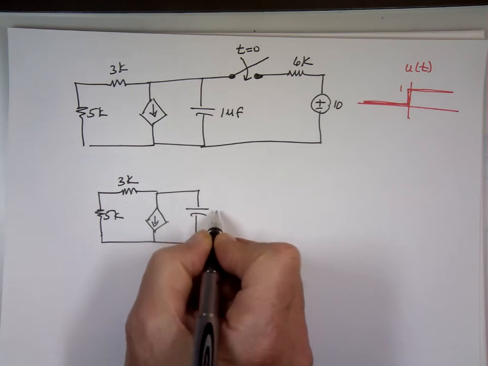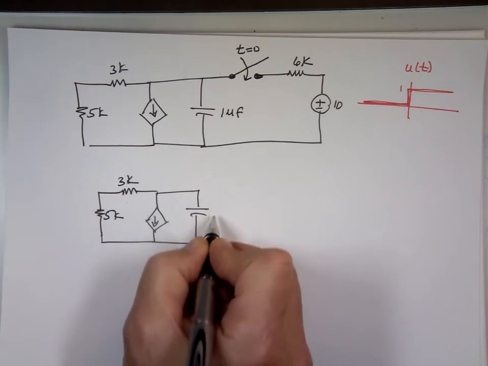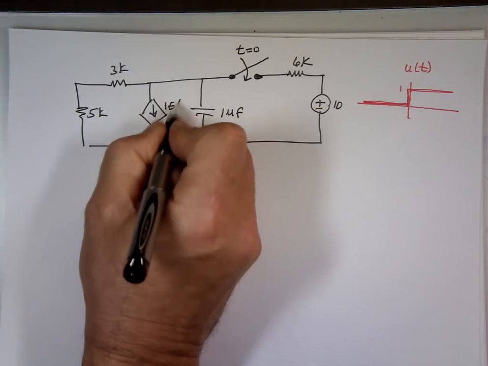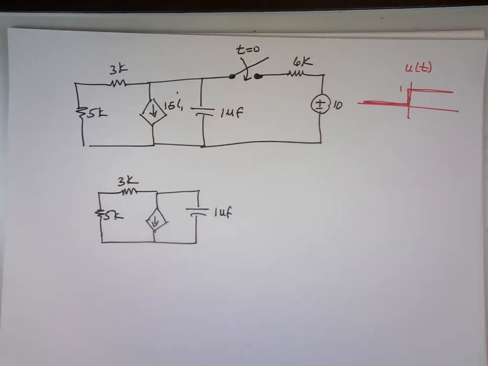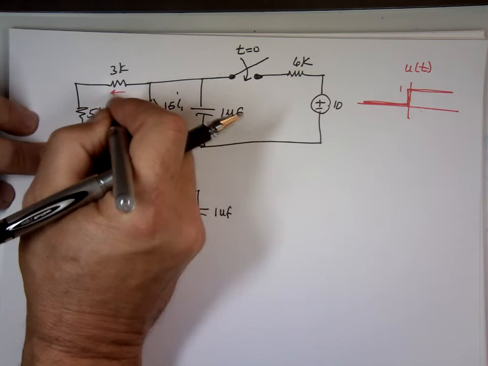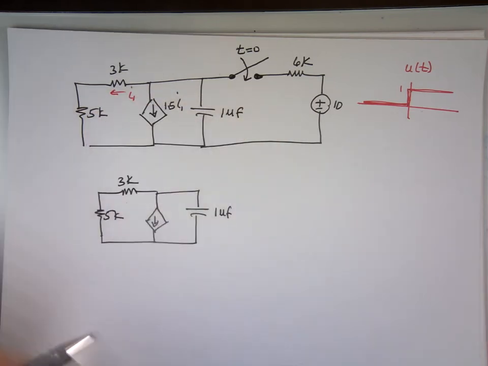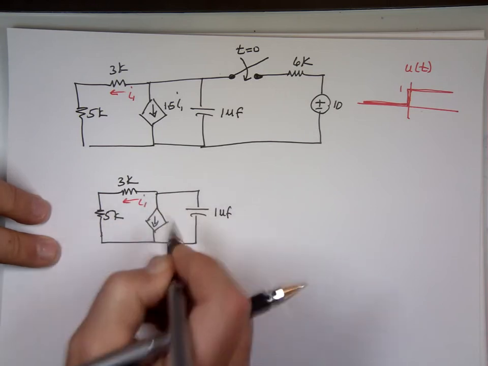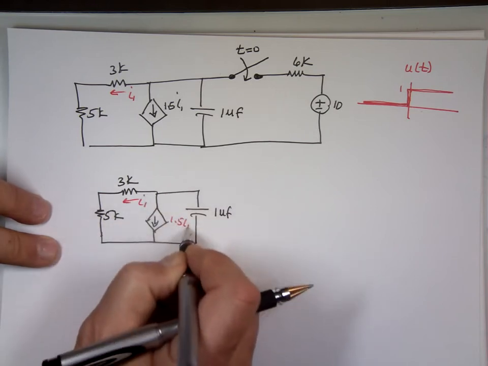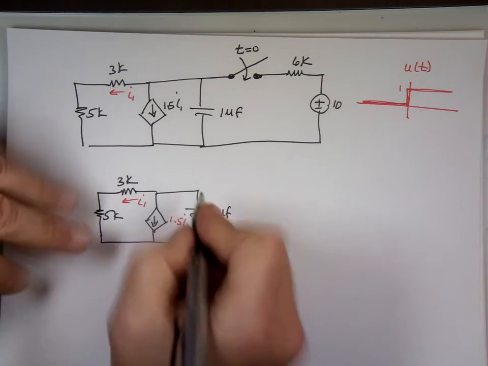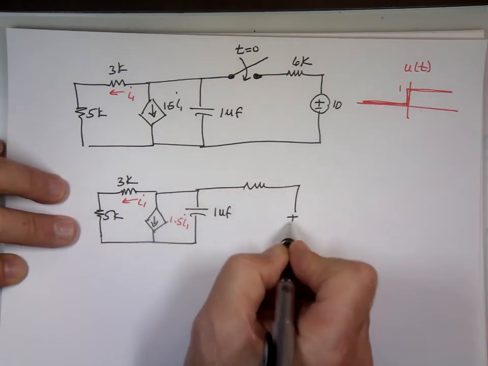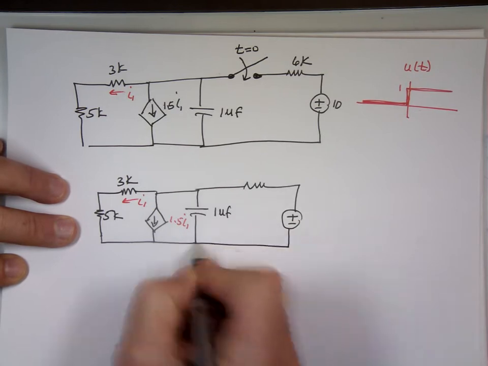Is it 1 micro or 1.5? What was it? 1 micro. Oh, I forgot to write, this is the 1.5 I sub 1. And I sub 1 was this current. This is I sub 1 again, 1.5 I sub 1. If I replace this with this one, they're not really the same. For t greater than 0, yes they are.